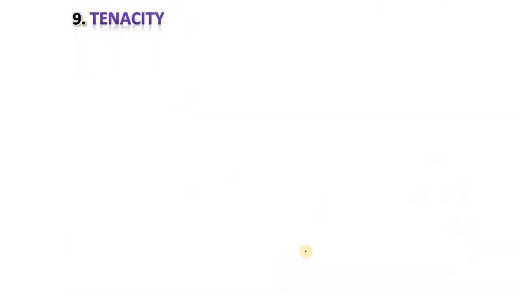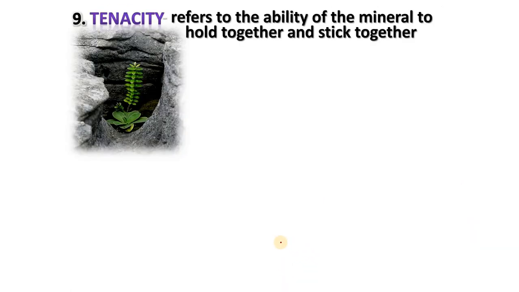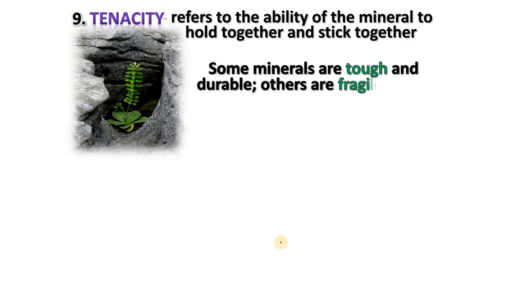Next, number 8 or number 9 is the tenacity. No? Refers to the ability of minerals to hold together and stick together. So a mineral can be described as tough or durable, and pwede rin siyang ma-describe as fragile or brittle. So usually, metallic minerals, guys, are tough and durable, no? Ano nga yung mga properties ng metals, di ba? Malleable siya, pwede mo siyang ma-shape into wires or ductile. So, matibay talaga yung metallic.